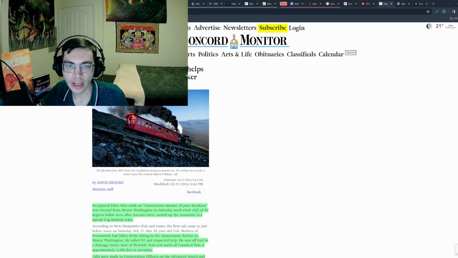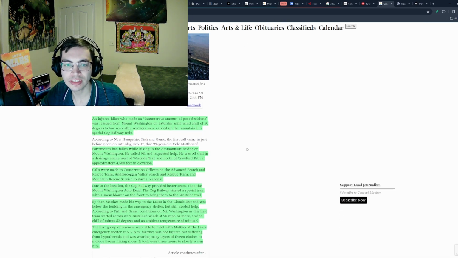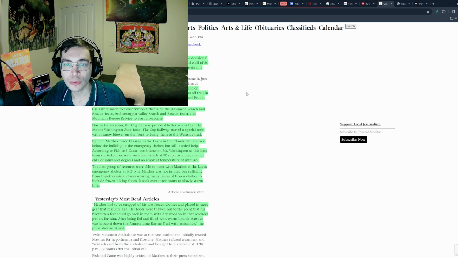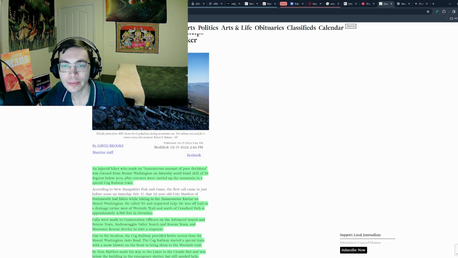And with this one, we have poor decisions. Cog train helps rescue Mount Washington hiker in brutal conditions. An injured hiker who made an innumerable amount of poor decisions was rescued from Mount Washington on Saturday amid a wind chill of 50 degrees below zero after rescuers were carried up the mountain in a special cog railway train. And it has a picture right here.